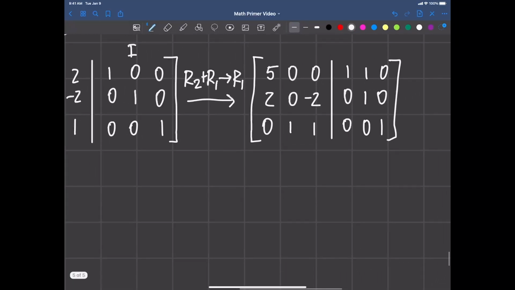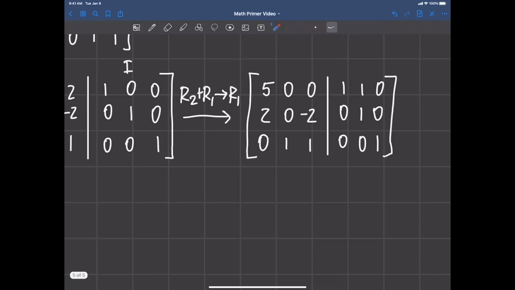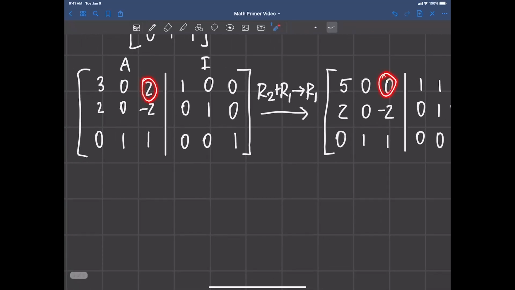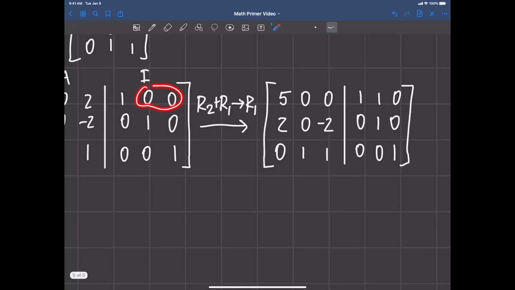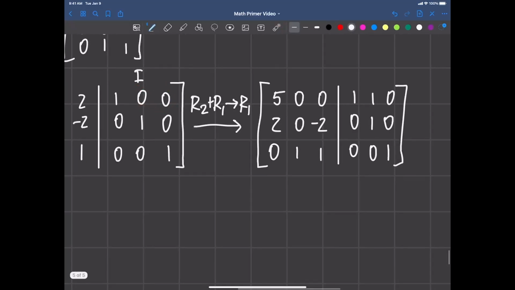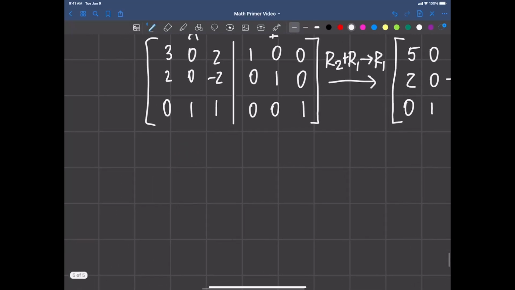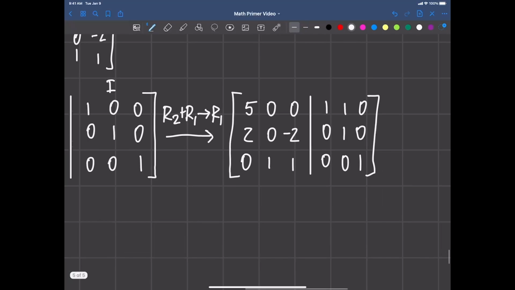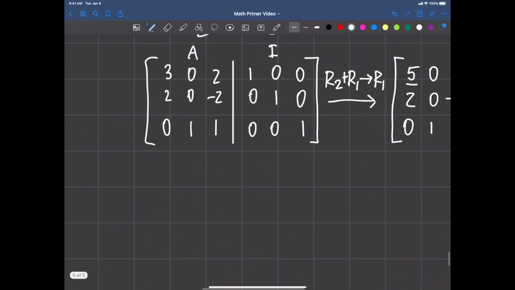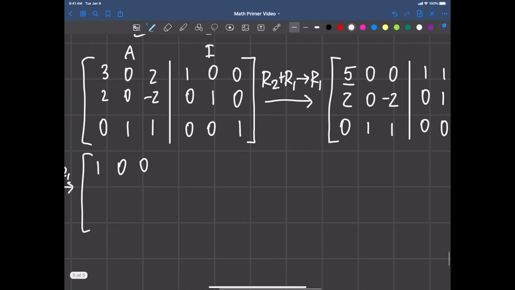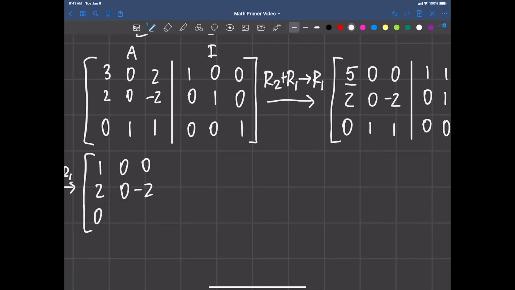Now from here, what can we do? As you can see, we've turned this 2 into a 0, which makes it closer to the identity matrix where there are 2 zeros here. So we want to step by step reduce the matrix A into the identity matrix. So next let's do row 1, and let's divide it by 5 to turn this 5 into a positive 1. So we can do row 1 divided by 5 and apply that to row 1. We'll get 1, 0, 0, 2, 0, negative 2, 0, 1, 1.